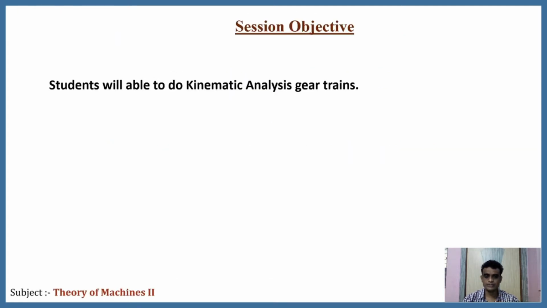The objective of this session is to make students aware of the kinematic analysis of the epicyclic gear train, and to know how to use the tabular method to do the kinematic analysis of the epicyclic gear train.